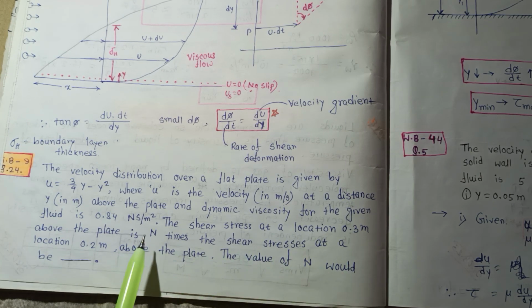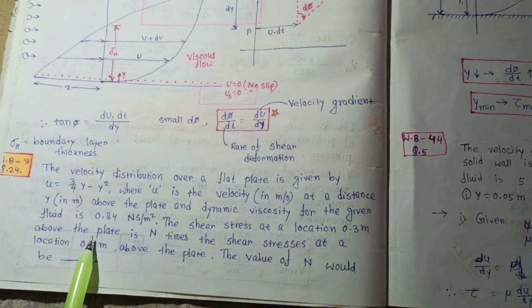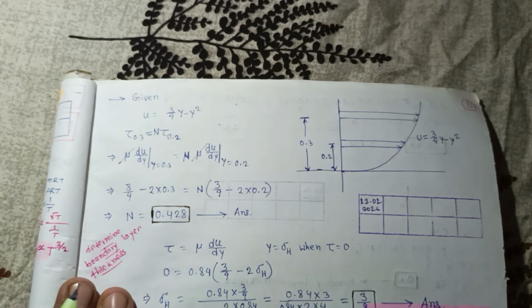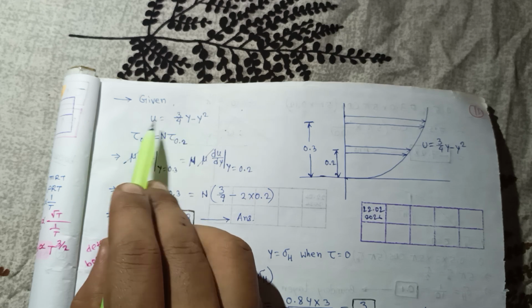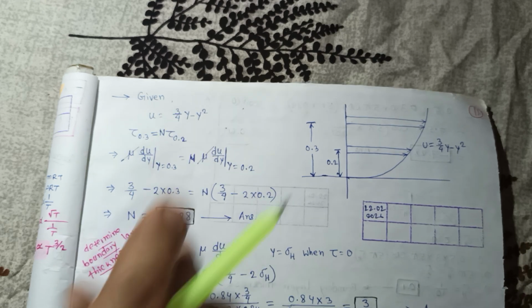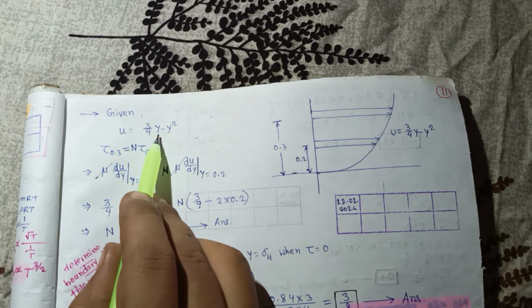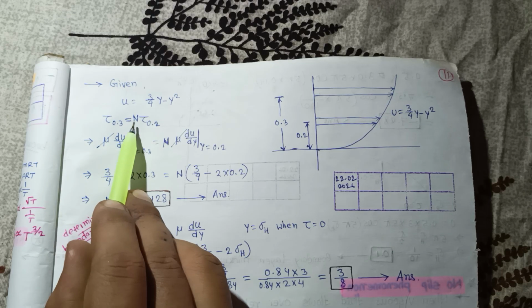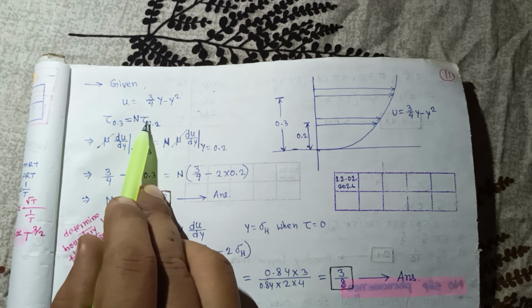So what is given in this question? The shear stress at a location 0.3 meter above the plate is n times the shear stress at a location 0.2 meter above the plate. What would be the value of n? Let's start. The velocity distribution is u equal to 3 by 4 y minus y square. In the question, the shear stress at 0.3 is equal to n times the shear stress at 0.2.